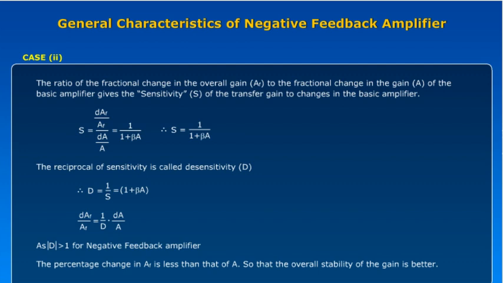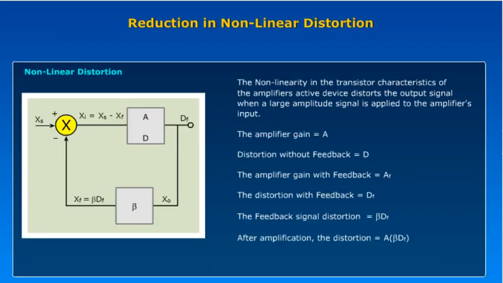The desensitivity value is 1 plus A beta. If this value is large, it means that the stability of the feedback amplifier is very high. Now we see the next characteristic, that is reduction in the nonlinear distortion.